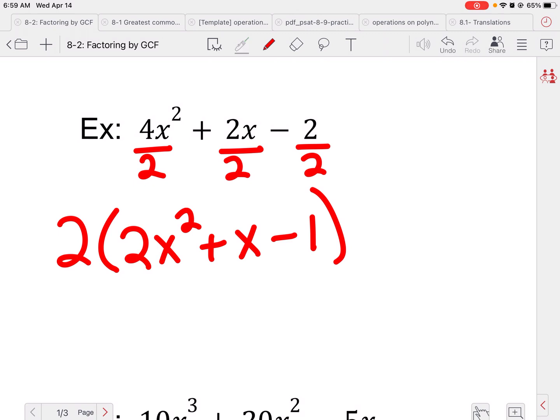Okay, and again, I could check: 2 times 2x squared is 4x squared, 2 times x is 2x, and 2 times negative 1 is minus 2. So you can always check your work on this.